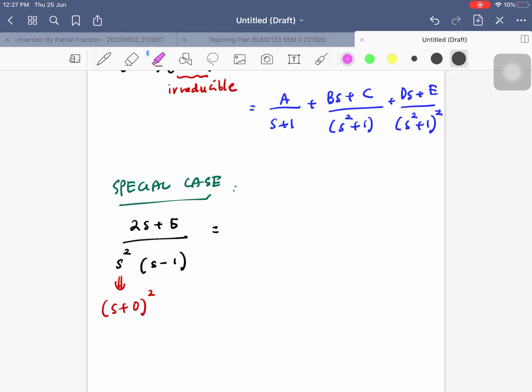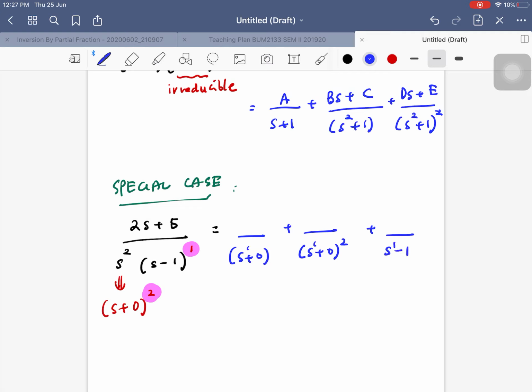And because of the to the power of 2 here, and this to the power of 1, we know right away we're going to end up with 3 fractions. The first one is going to be over s plus 0 to the power of 1, and then I'm going to have s plus 0 to the power of 2, and then the last one is going to be over s minus 1, which is all to the power of 1. So I know that I will end up with a, b, and also c.